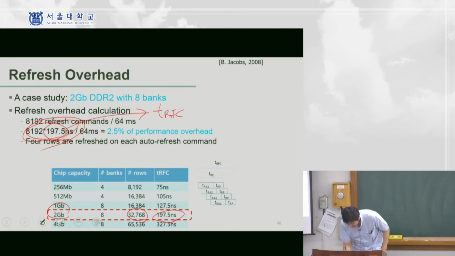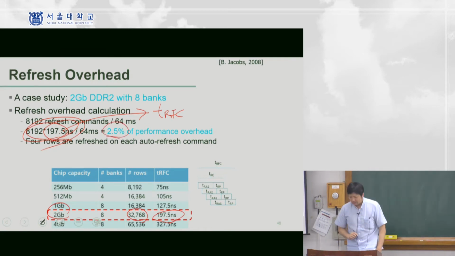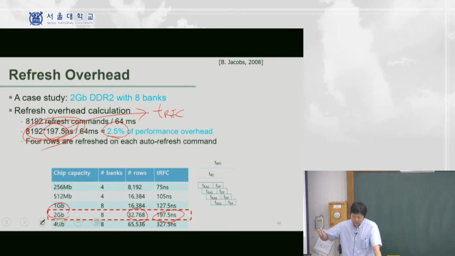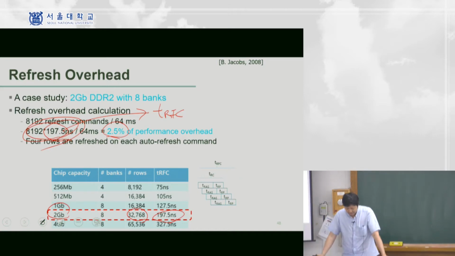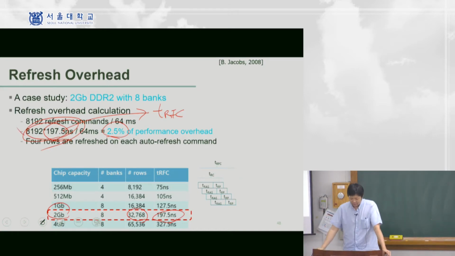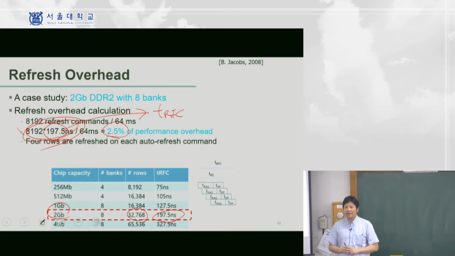So if you calculate it, the performance overhead is about 2.5 percent of total time. So if you have 100 seconds of time, 2.5 seconds is blocked for this refresh, right? That's the performance overhead. And we can also calculate how many rows we need to refresh at every single refresh command, because we issue 8,000-something refresh commands, and we have 32K rows to refresh. So with simple math, when you divide it, at every single refresh you need to refresh 4 rows, right?